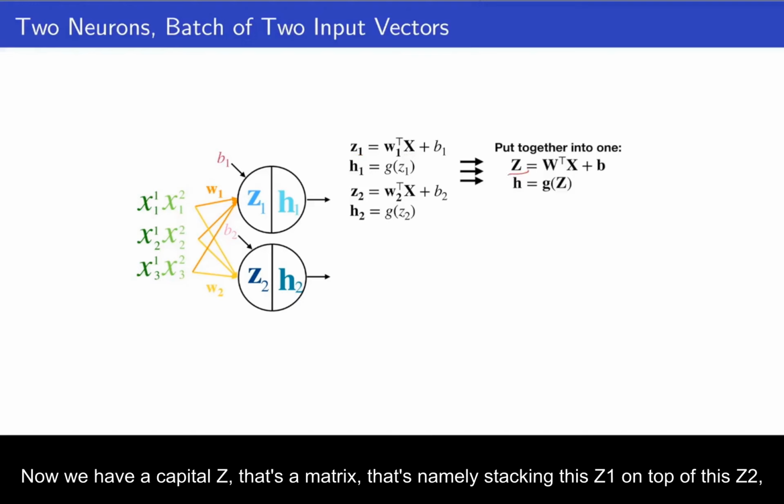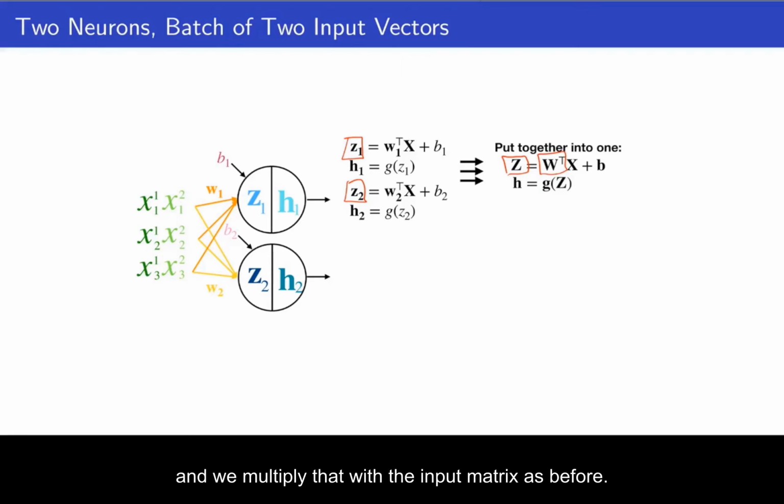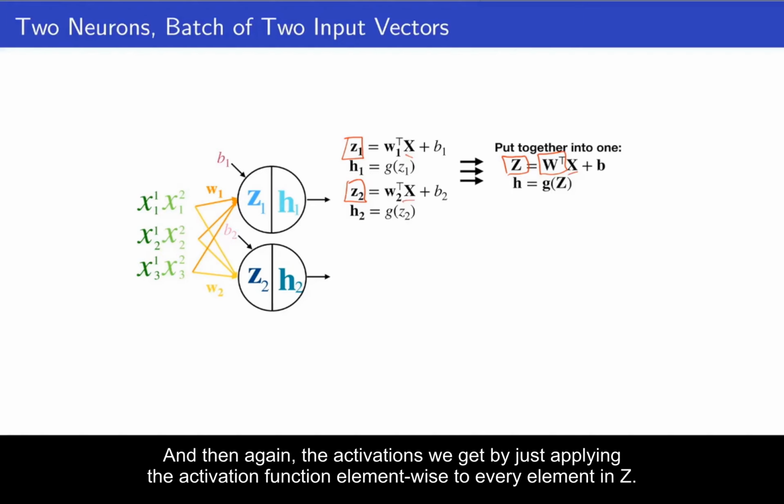Now we have a capital Z, that's a matrix, namely stacking this Z1 on top of this Z2. And we have a capital W transpose as before, that's stacking W1 transpose on top of W2 transpose. And we multiply that with the input matrix as before. And then again, the activations we get by just applying the activation function element-wise to every element in Z.